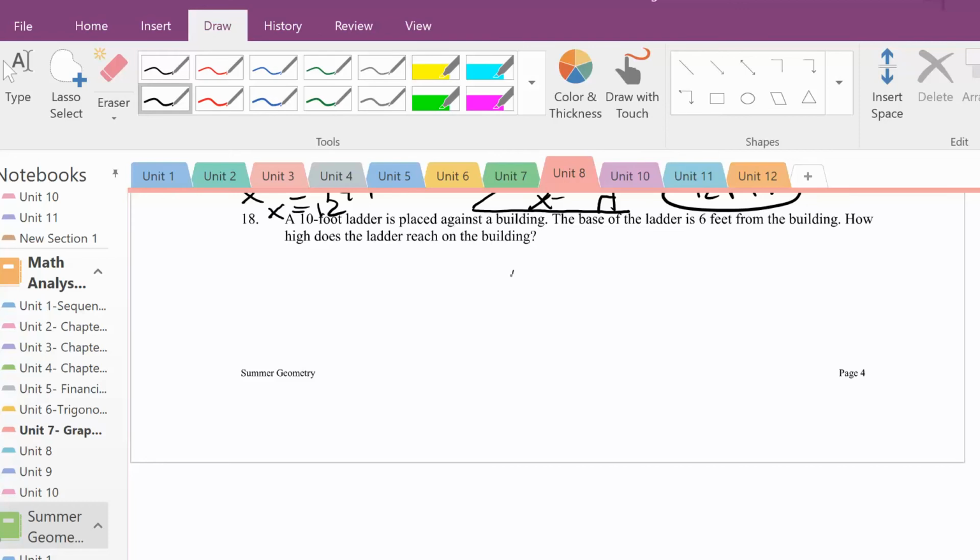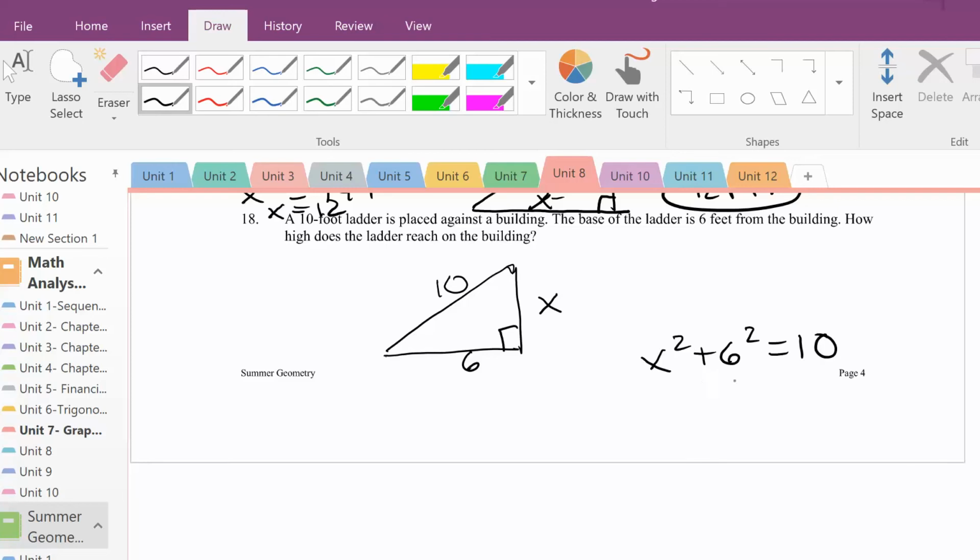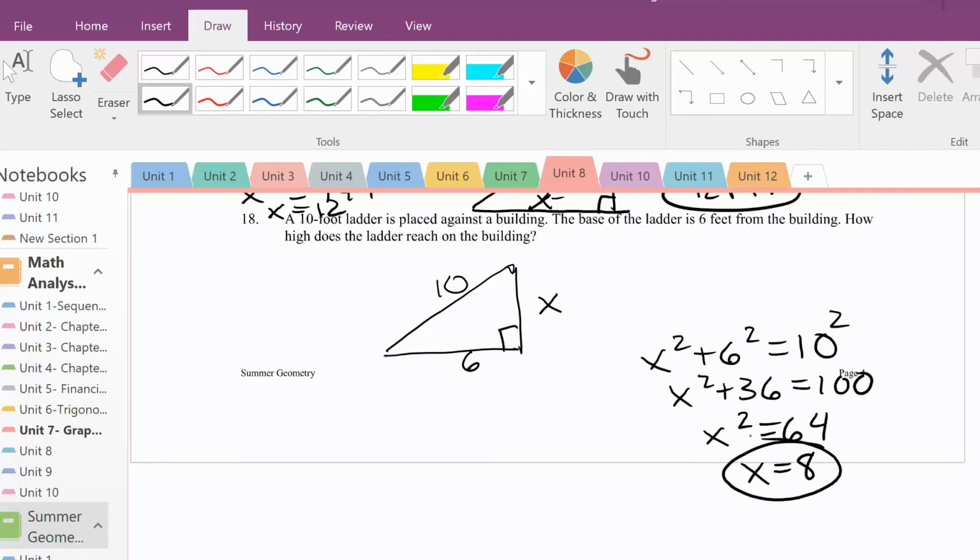Looking at the next one, a 10-foot ladder is placed against a building. The base of the ladder is 6 feet from the building. How high does the ladder reach on the building? So doing the Pythagorean theorem, you get x squared plus 36 equals 100. Subtract to get 64, take the square root, and you get 8 feet.